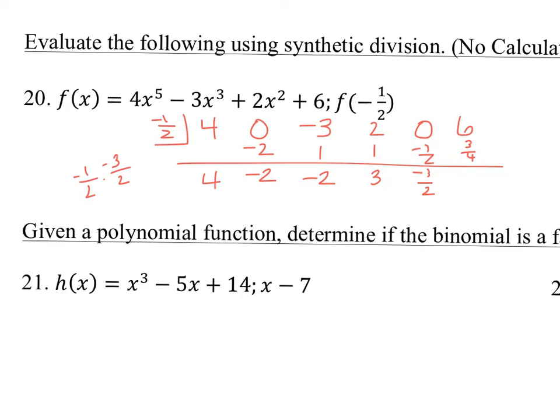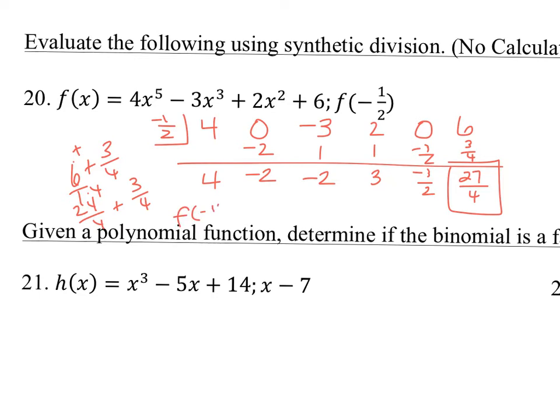So now I have to do 6 plus 3 over 4. So I got to find common denominators. So 4 multiplied by 4 multiplied by 4. 6 times 4 is 24. 24 plus 3 is 27 over 4. So by the remainder theorem, f of -1/2 is equal to 27 over 4.